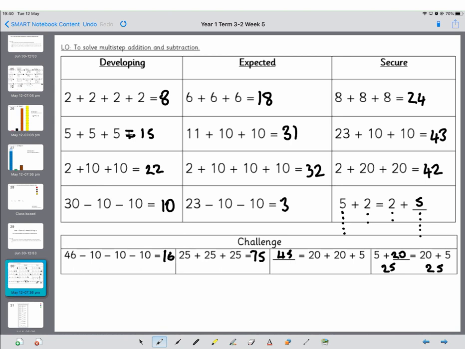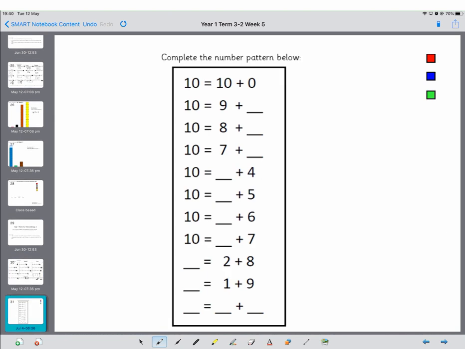Okay, brilliant. And now you've got your head around a few of these patterns. We're going to be moving on to some more patterns. I'm going to model the first set, and then it's over to you to do them. I'm not even going to go through them today because I'm sure your grown-ups will be able to discuss and solve the patterns. So the first one has been done for us. 10 equals 10 plus 0.